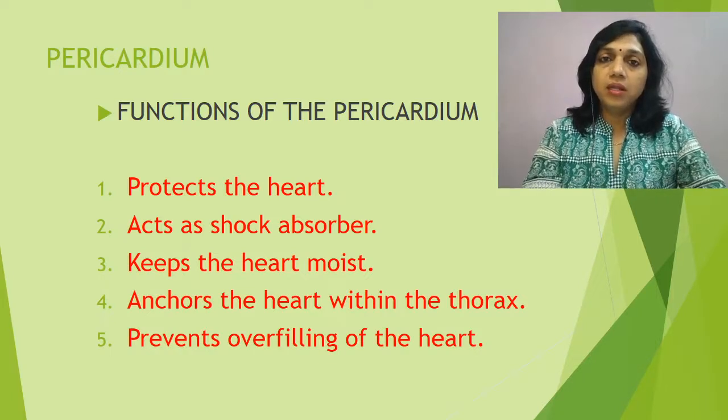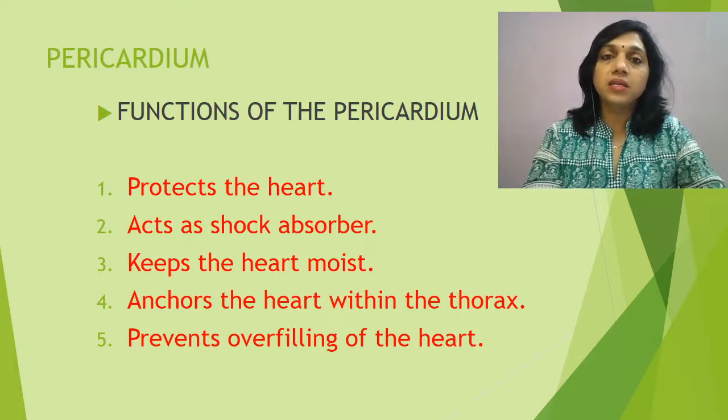Because the pericardium is fibrous, it is attached to the thoracic cavity from the lower side, and thus it anchors the heart in its proper position. It prevents the overfilling of the heart and maintains the size and shape of the heart. It does not allow excess blood to accumulate inside the heart, so that the size of the heart remains constant.